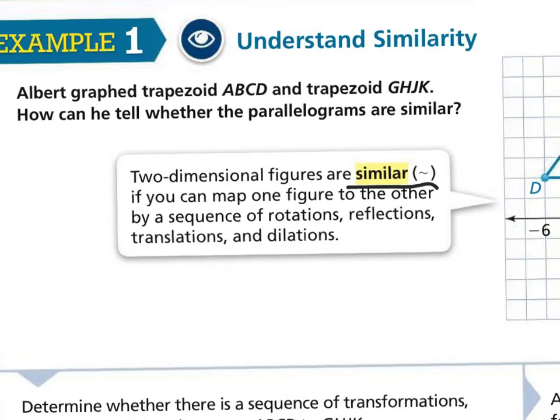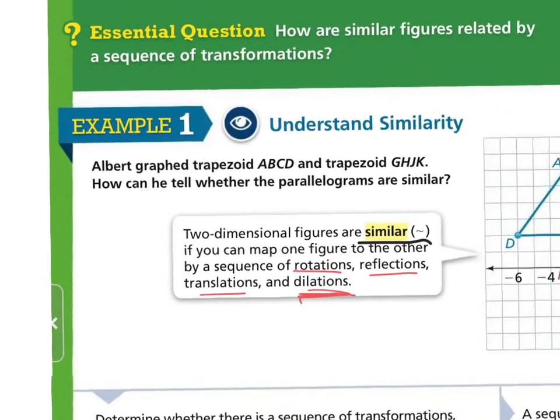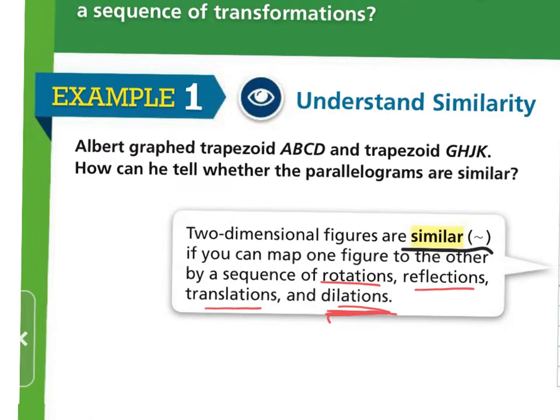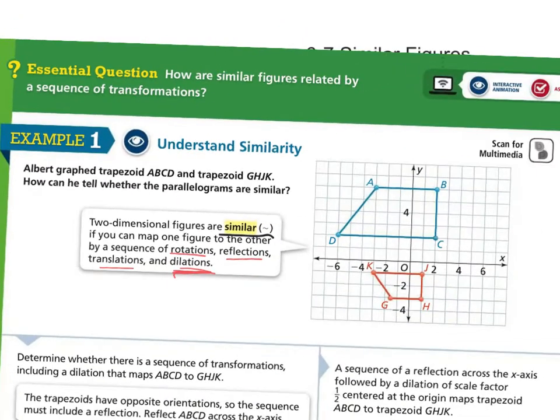Basically, it's the same shape but a different size. It's like if we enlarge or shrink something, but we could also rotate it, reflect it, and translate it as well. So dilations would be a big thing we would think about if something's similar, but we're also going to be looking at rotations, reflections, translations. We've got all four of these things in the mix when we find similar figures. So on example 1, they're asking how can he tell whether these parallelograms are similar.